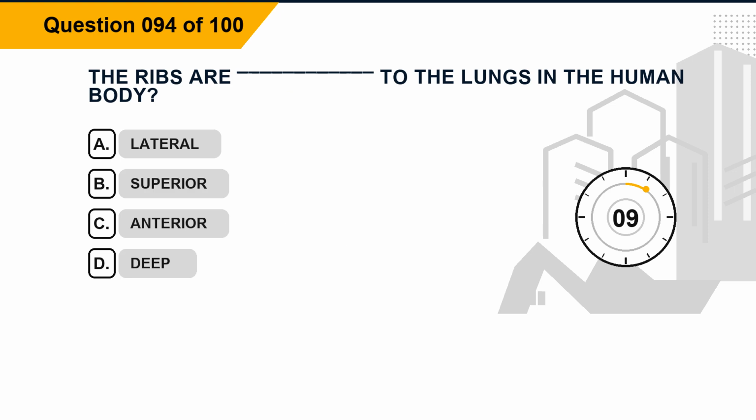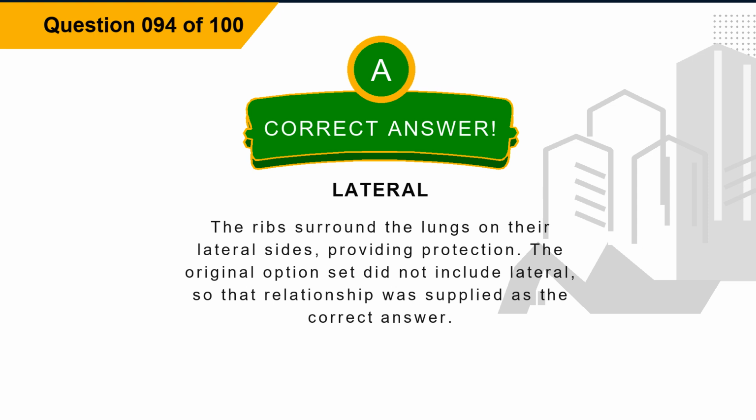Question 94. The ribs are blank to the lungs in the human body. Option A, lateral. Option B, superior. Option C, anterior. Option D, deep. The correct answer is option A, lateral. Explanation: the ribs surround the lungs on their lateral sides, providing protection. The original option set did not include lateral, so that relationship was supplied as the correct answer.